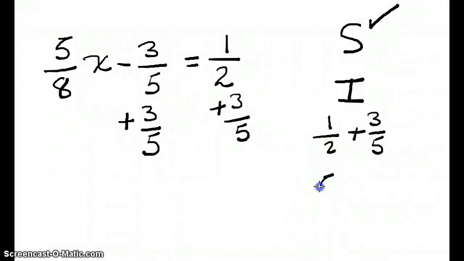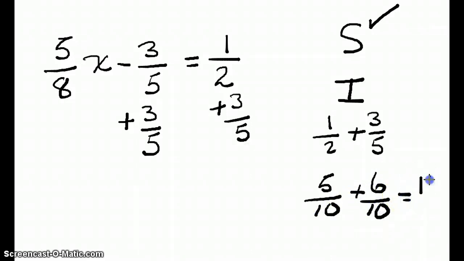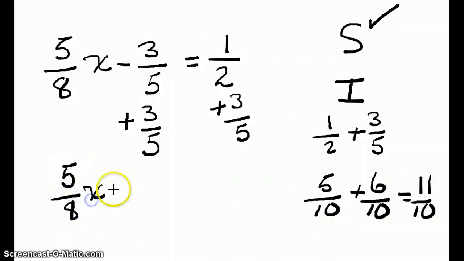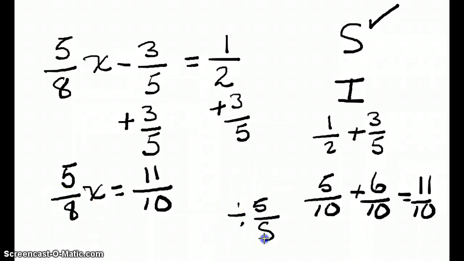So, common denominator, 10, 5/10 plus 6/10 equals 11/10. So now I have 5/8 x equals 11/10. How do I turn 5/8 into 1? Well, before we were just dividing by the coefficient. Well, okay, so I'm going to divide by 5/8.